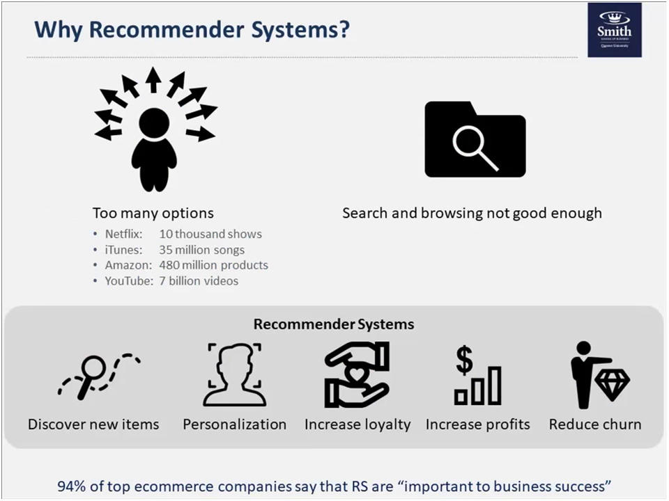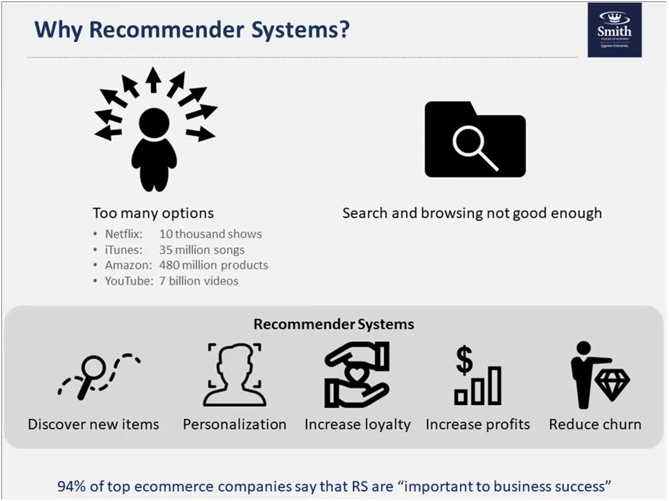So why do companies need a recommender system? Well, the biggest thing is there's too many options for users out there. Think about Netflix. If you're using Netflix and trying to decide what to watch, Netflix has 10,000 shows. There's no way you're going to sit there and scroll through 10,000 shows in alphabetical order or anything like that. Your dinner is definitely going to get cold before you choose.